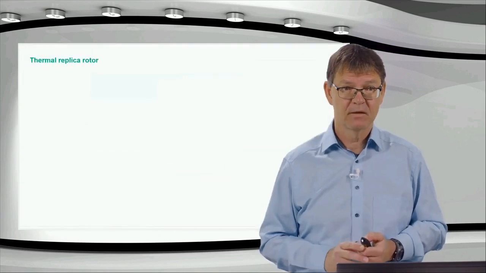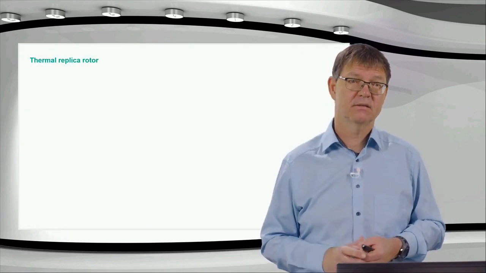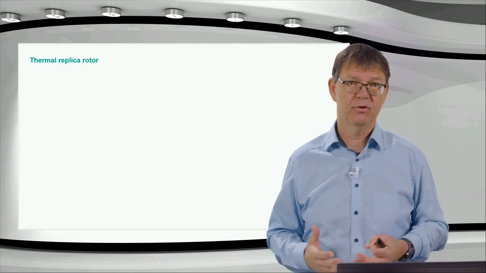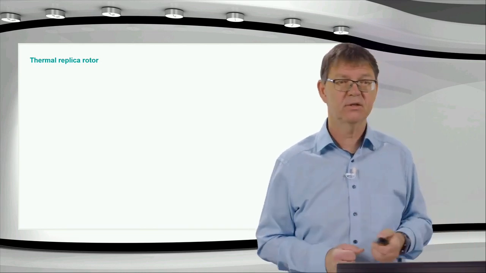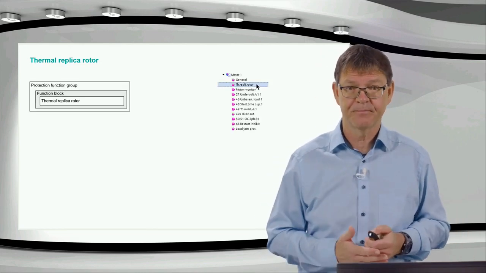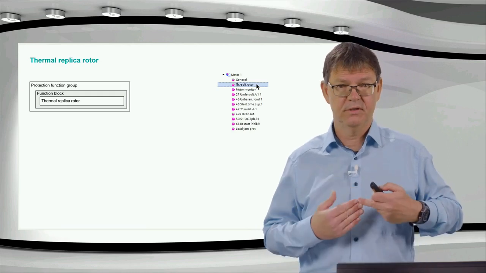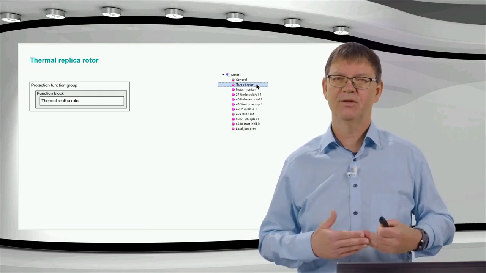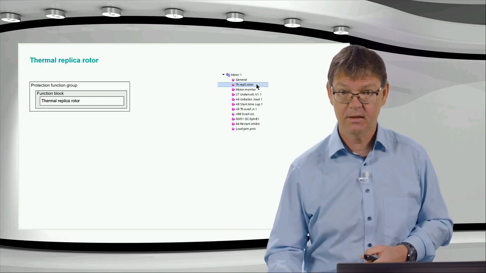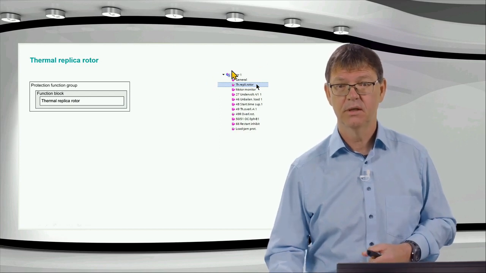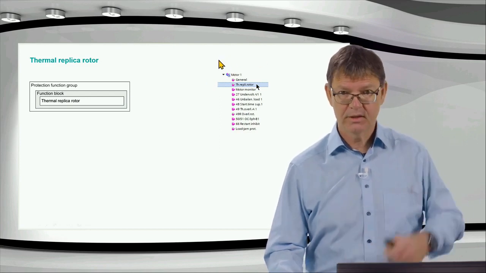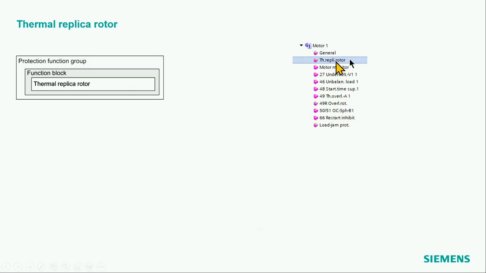Good. This said, let's go one step further, now more towards the functional thermal replica of the rotor. It's also one of these functions which we cannot delete. This is always there. You find it here in our hierarchy tree under motor and then thermal replica rotor. The function is just a fixed function, so you cannot add or remove it. It's always there.